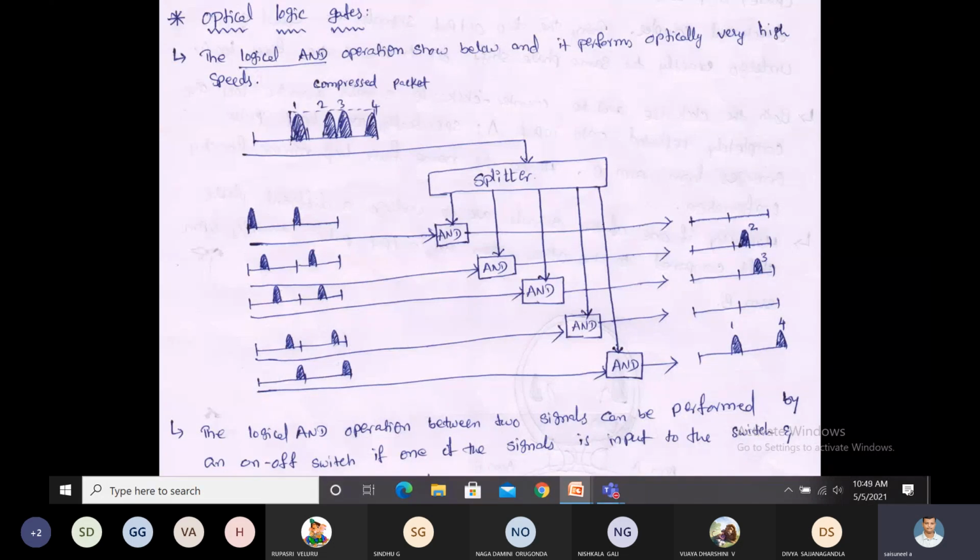Now see how these optical logic gates work. They work on the on-off condition of a switch. Suppose the inputs are 0 0, two zeros: the logical operation is in the off condition, and we get output 0. Whenever 1 0, the optical logic gate output is also 0. Whenever 0 1, the gate is in the off condition, and we get output 0. Only when the inputs are 1 1 can the logical AND gate be activated. It is in the on condition, and we get output 1.